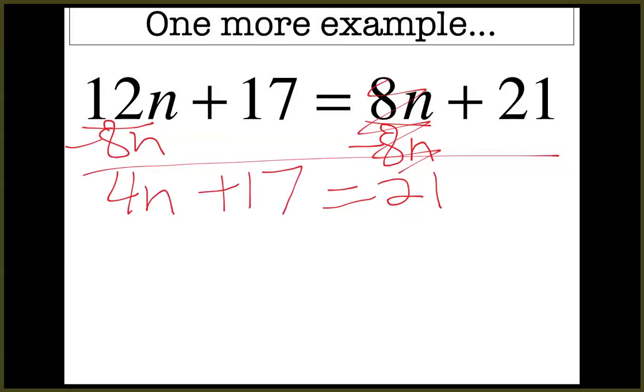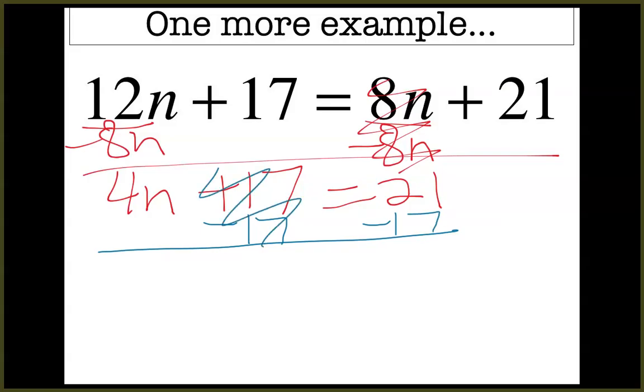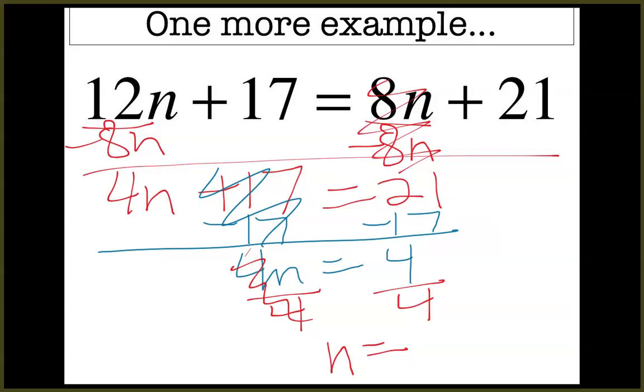And then I'm going to get rid of the 17 first, because I get rid of the thing that's not attached to the variable. And I'm going to do that, and I'm going to put 4n equals 21 minus 4. And then I just have to divide both sides by 4, and I get n equals 4 divided by 4, which is 1. And I just solved that equation. Except, you know what? I shouldn't have circled that equation. At the bottom, n equals 1.